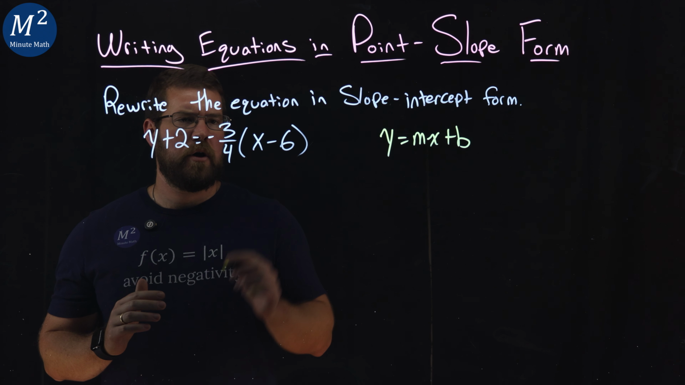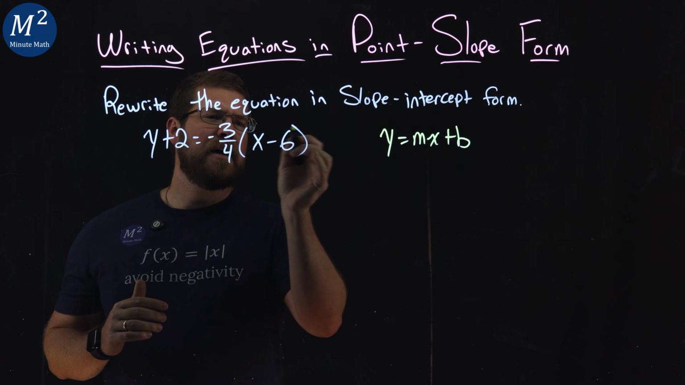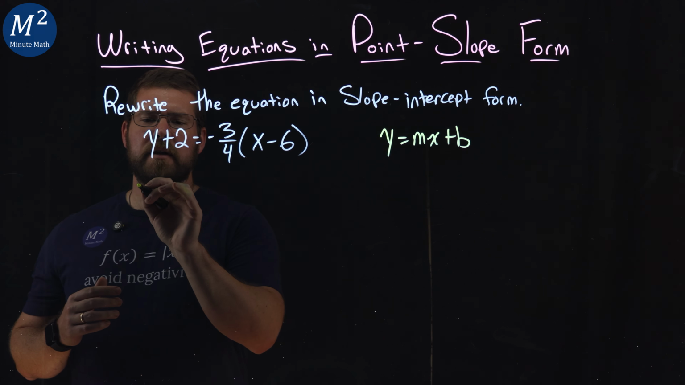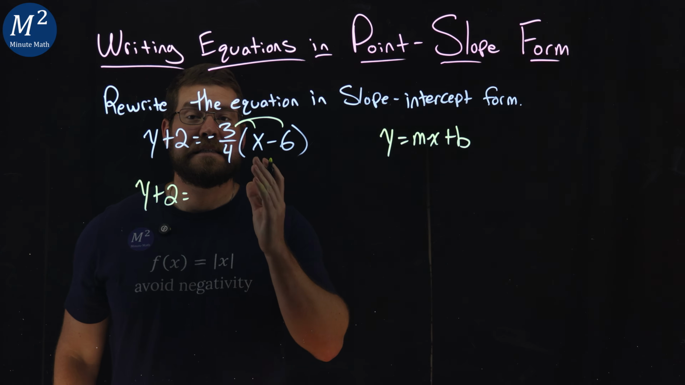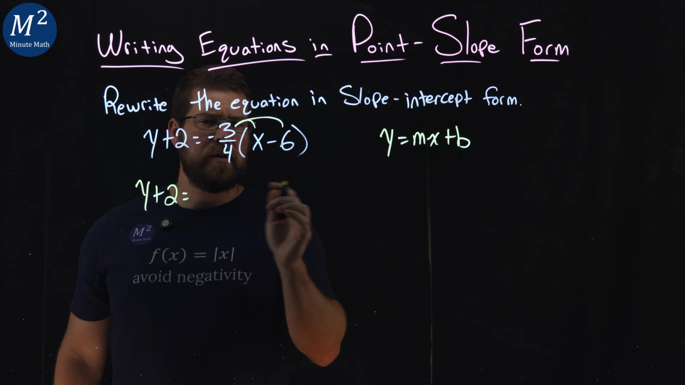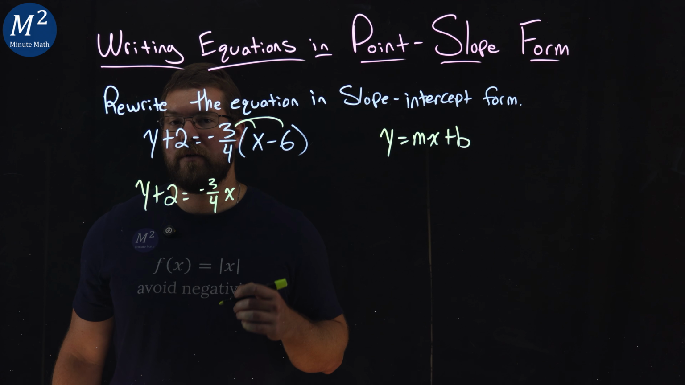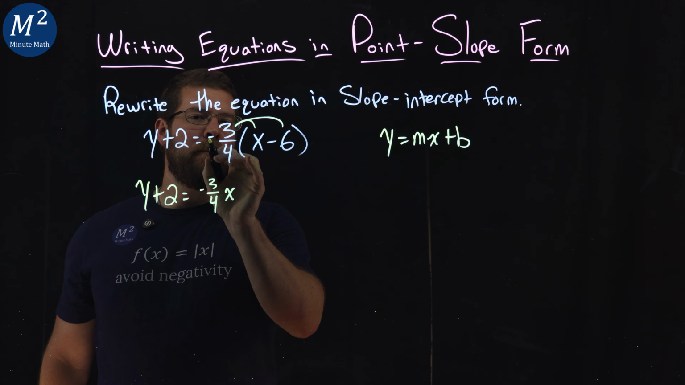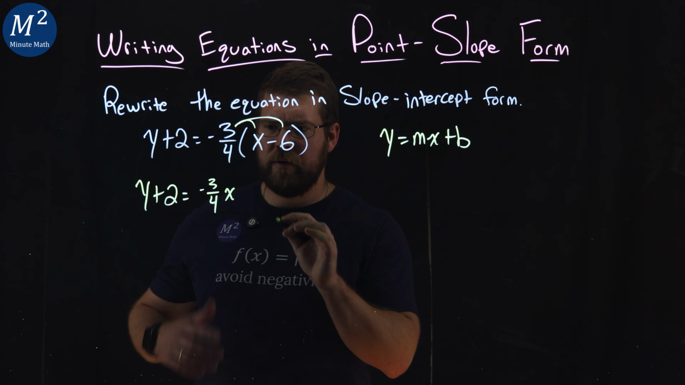First thing I want to do, though, is distribute this slope, negative 3/4, inside the parentheses. So I'm going to leave the y plus 2 to come down here, and let's multiply this negative 3/4 to the x and the minus 6. First one's easy. Negative 3/4 times x is negative 3/4 x. Now, we have a minus and a minus. Two wrongs make a right. Well, not really, but in math they do.